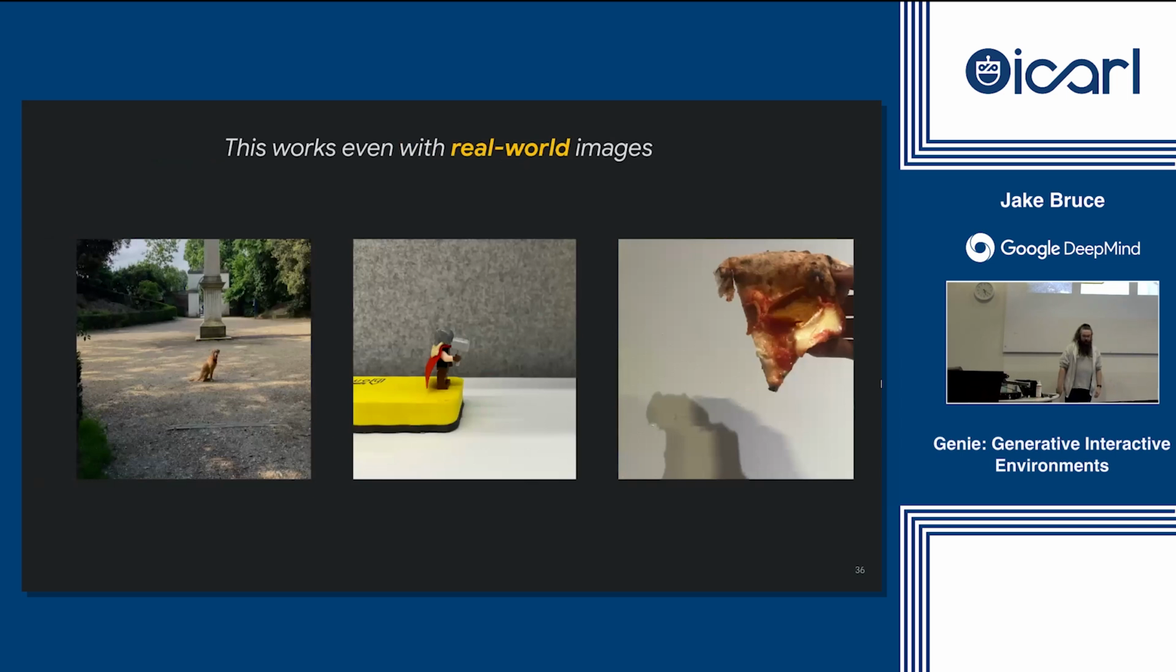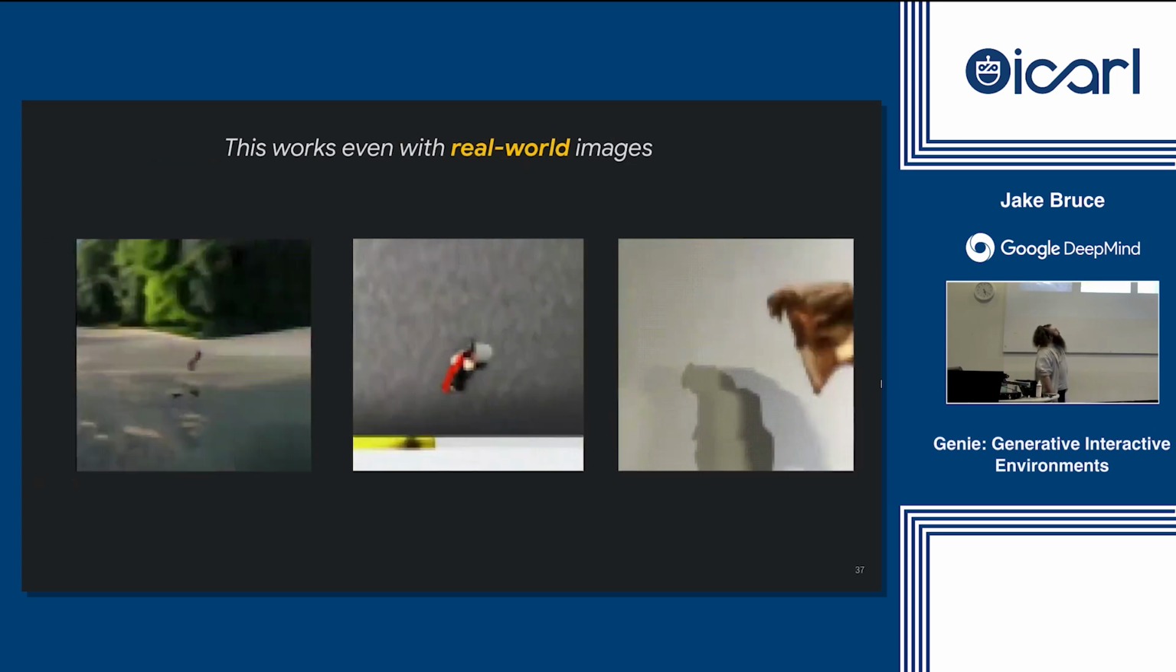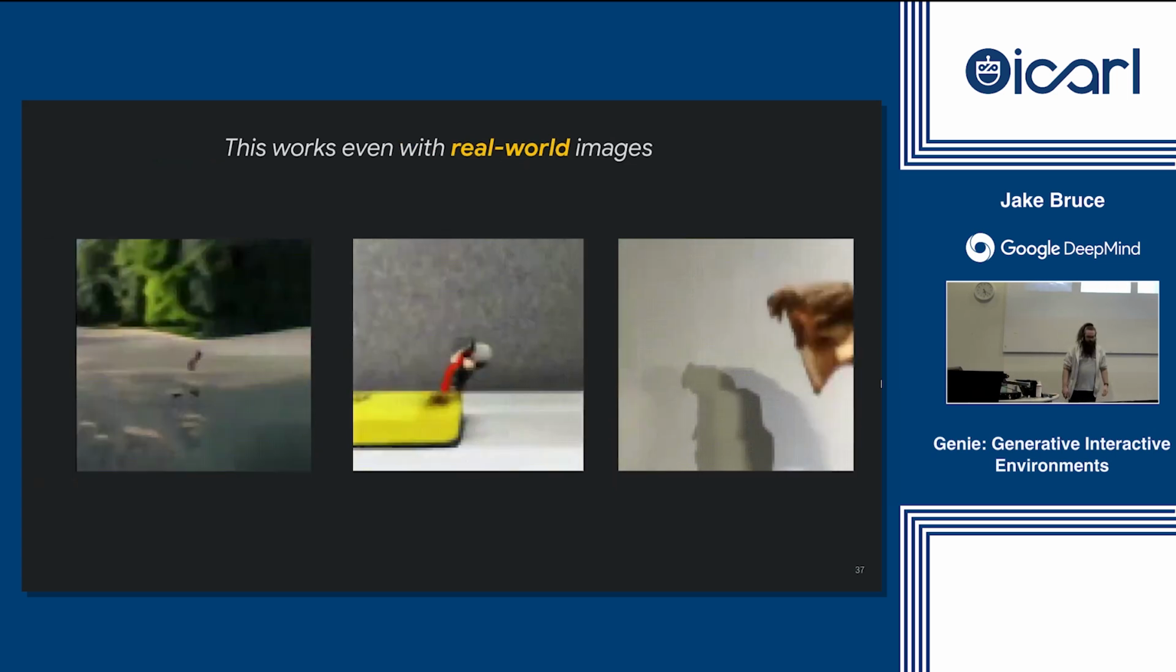And some real-world images. We have a dog, a figurine of Thor, and a pizza, and you can see it is able to reasonably well cope with all of these, showing signs of life at least, although you might want improved quality, and that's what we're working on now.